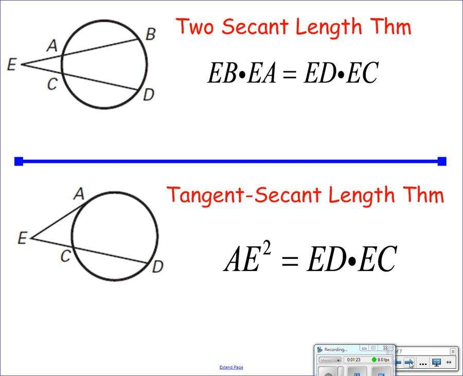Now, when we have a tangent and a secant and two secants, so the two secant length theorem. Let's look at that one, and I'm going to highlight the most common mistake. Notice what the first thing is. It's the whole segment, EB, times EA, is equal to ED, again the whole segment, times EC. Please keep that in mind.